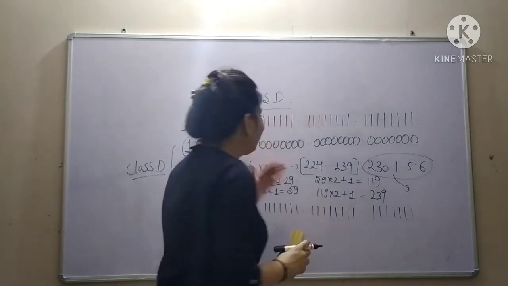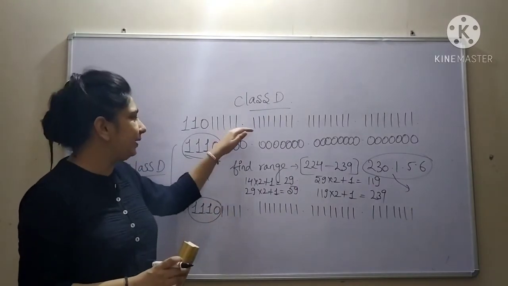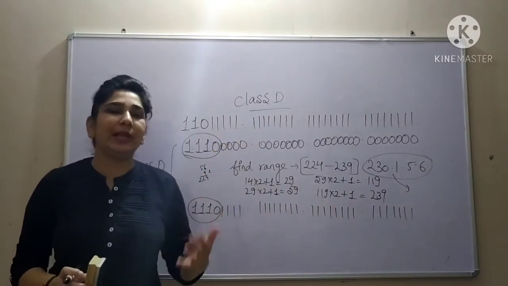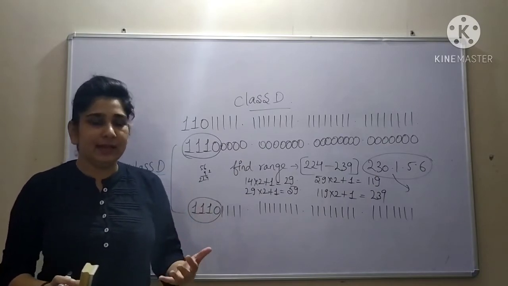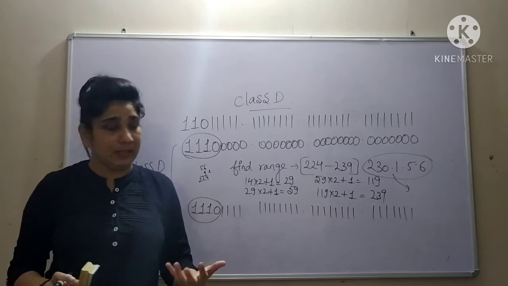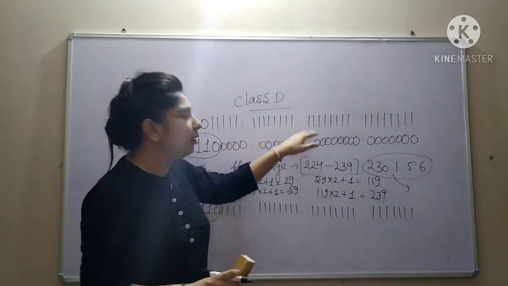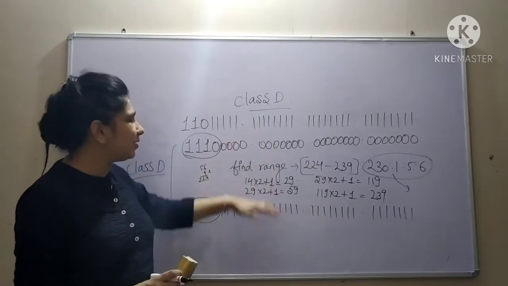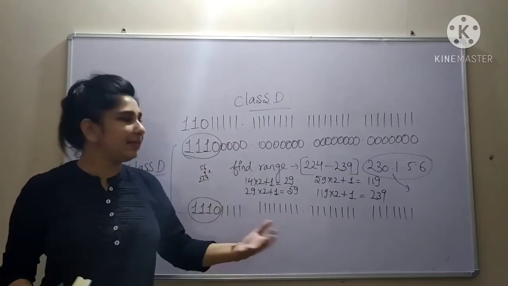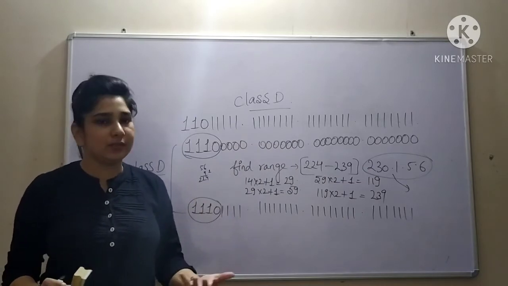Okay, so in class A, B and C we have divided our 32 bits into network ID and host ID, and within a network we have a number of hosts available, but in class D we have not divided our IP address into network and host IDs. We have just kept the IP address the same way. We are not dividing it into network and host ID.